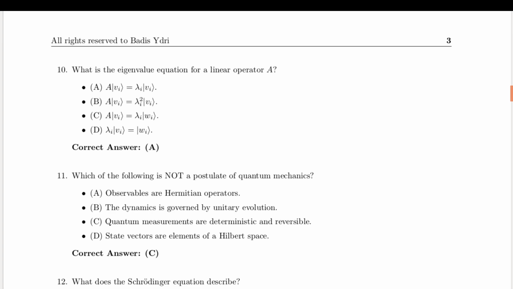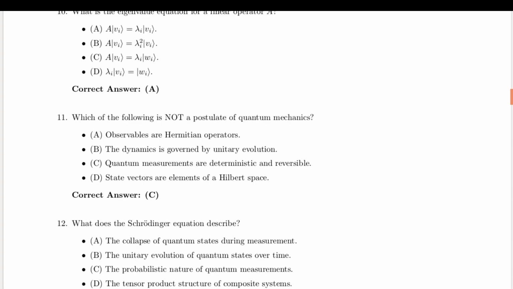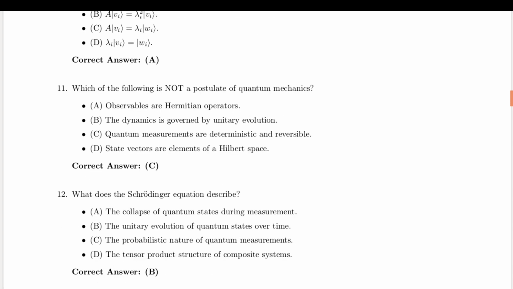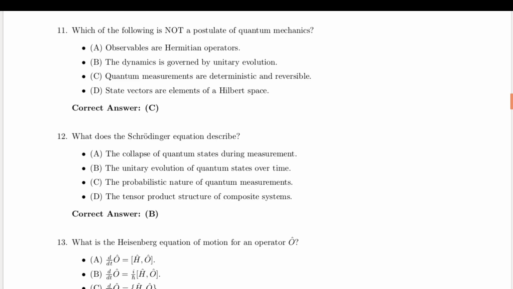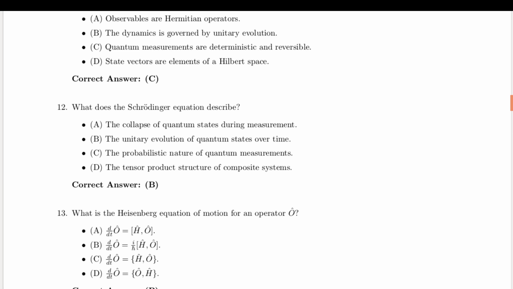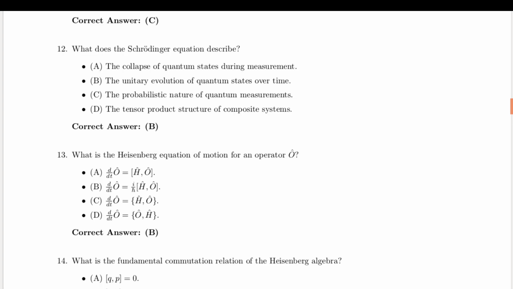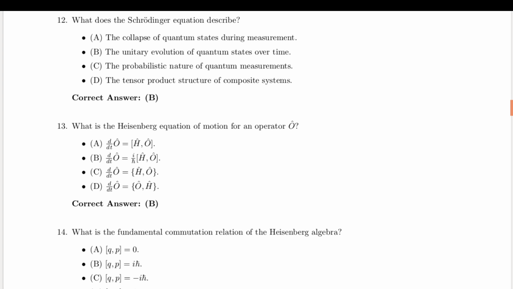Quantum mechanics rests on 5 postulates, which describe quantum states, measurements, and dynamics. 2 processes govern quantum behavior. Process 2, unitary evolution, the smooth, deterministic evolution governed by the Schrödinger equation. Process 1, state collapse, the probabilistic collapse during measurement. In the Heisenberg picture, operators evolve over time while states remain fixed.